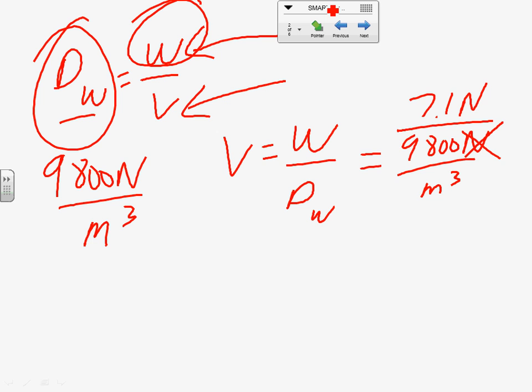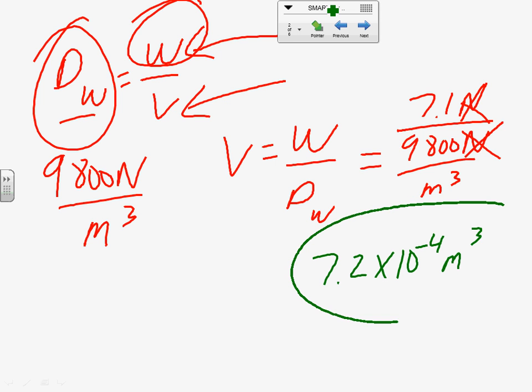Paying attention to the fact that the newtons cancel out, we're left with a unit of cubic meters. So let's go 7.1 divided by 9,800. And with the proper significant digits, which for this problem was 2, we end up with an answer of 7.2 times 10 to the minus 4 cubic meters. That's the volume of our water displaced, which would also be the volume of the object, the sinker in this problem, if the sinker is all the way under the water.